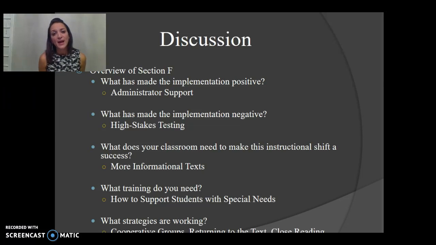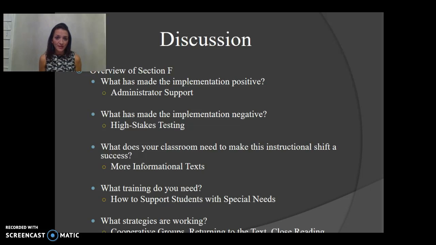Next, participants were asked, what does your classroom need to make this instructional shift a success? And overwhelmingly, teachers shared that they need more informational text. And this does align with research that is done by Duke to evaluate what is the current resources found in elementary classrooms and how those need to change in order for teachers to better implement this instructional shift.